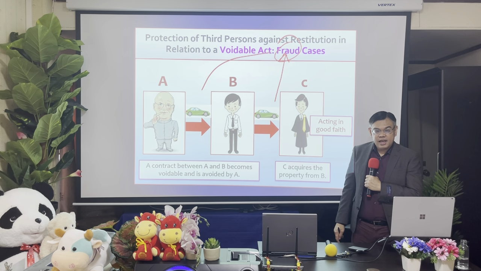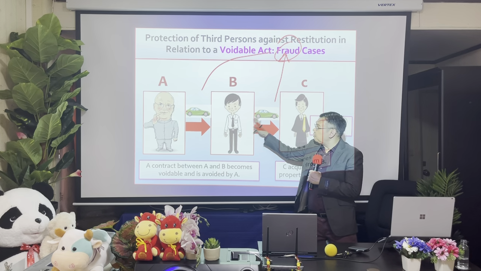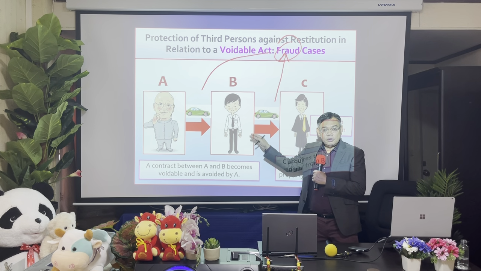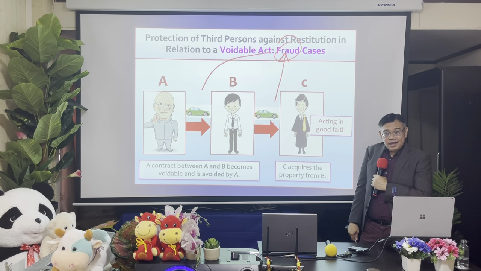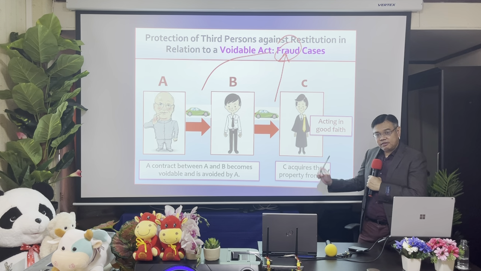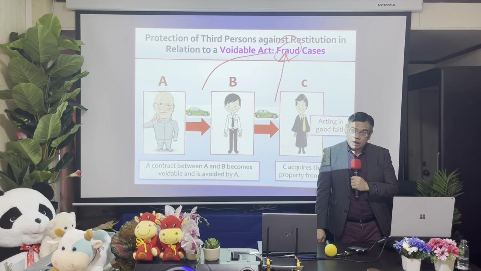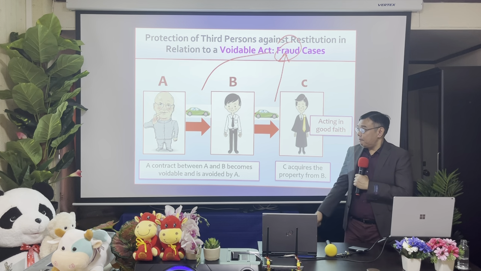Whether the third party has paid something to the transferor, that is not material. The third party only has to act in good faith in order to gain protection by law. So in this case, B, back to the facts.